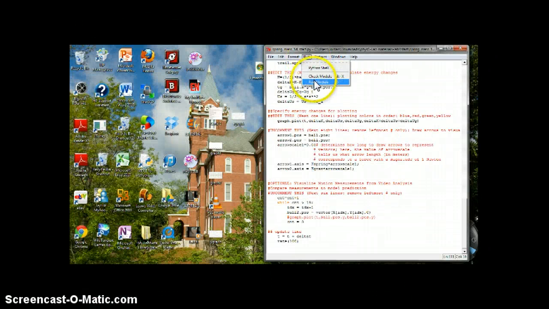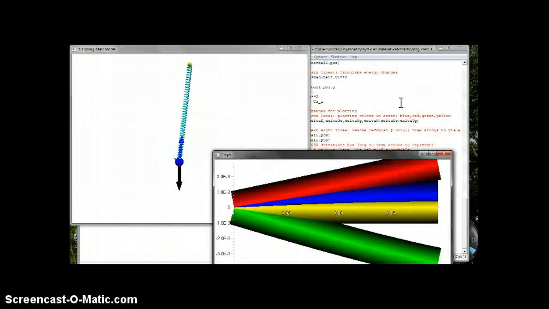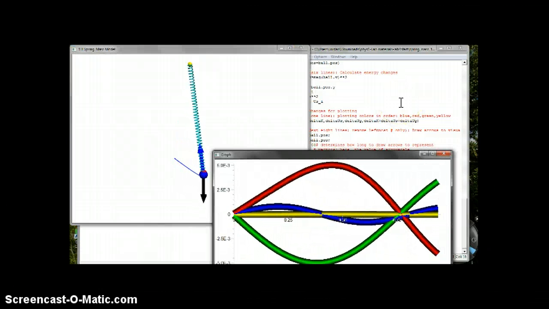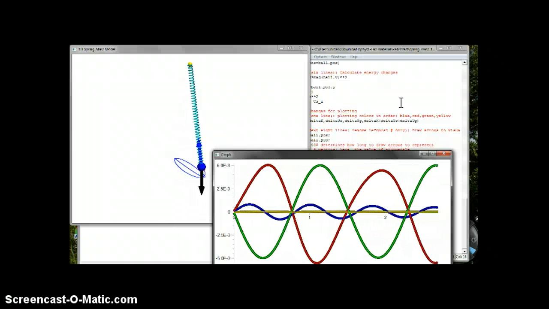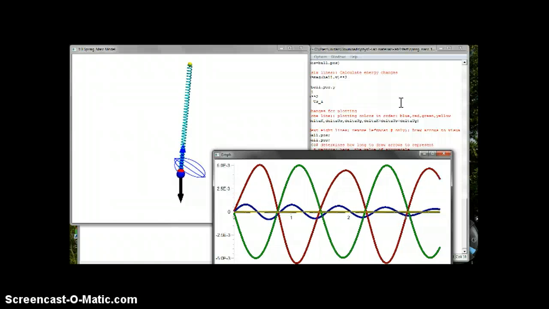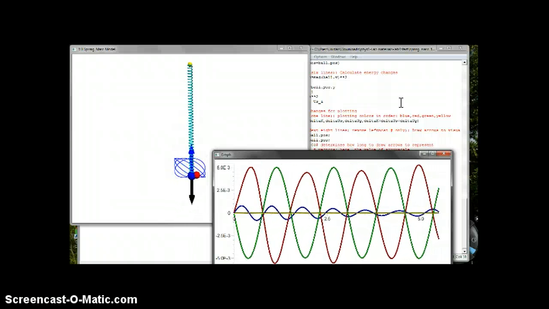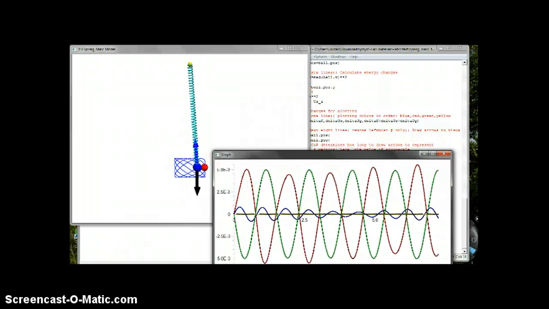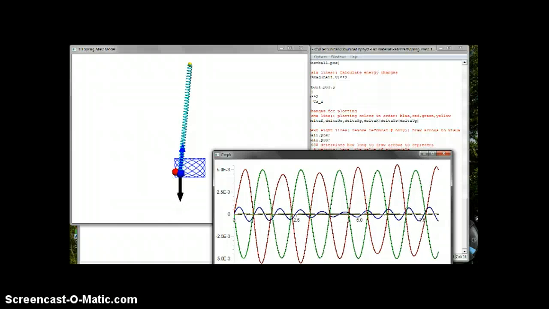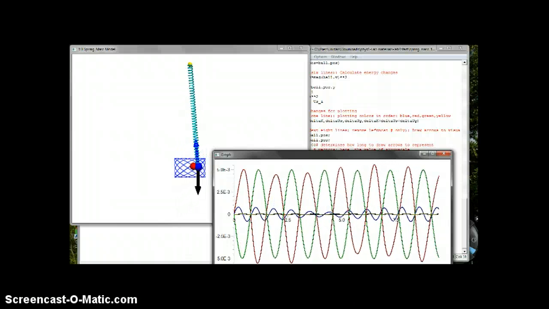Now, if I run the code, we can see the computational model of the spring's motion with the mass attached to it. The blue ball represents the modeled mass, and the red ball represents the actual mass based on data from Tracker. The blue arrow in this model represents the spring force, and the black arrow represents the gravitational force acting on the mass. The predicted and observed motion are very similar.